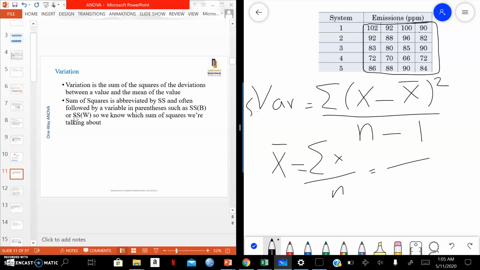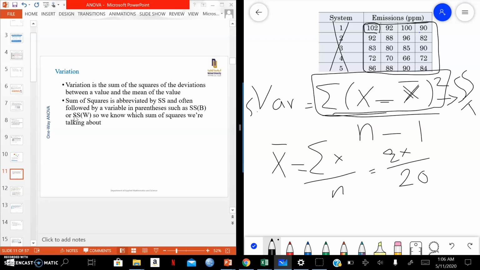In this case, n will be the total number. So suppose you are not looking at the system, only at the values you have for emissions. Here your n will be 20, and you total all the x's to get the summation. For the sample variance, we subtract the mean from each value, square it, and divide by n minus 1. This numerator we call the sum of squares total, because we have not considered the system; we are just talking about the data itself, regardless of which system they refer to. This is also called the total variation.